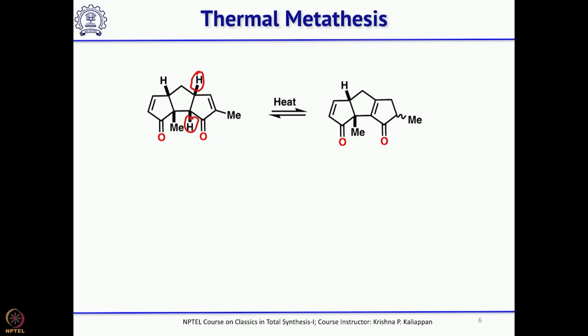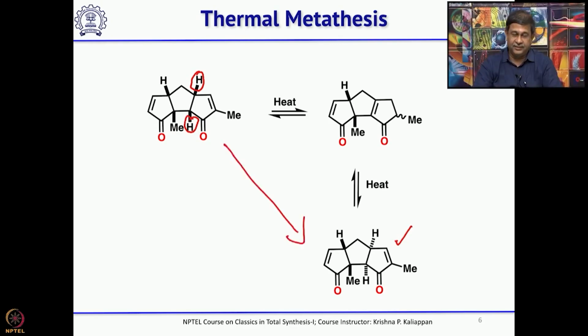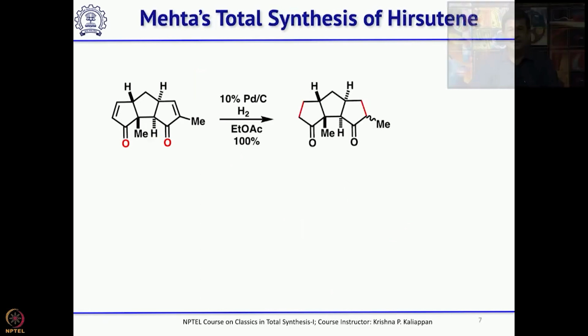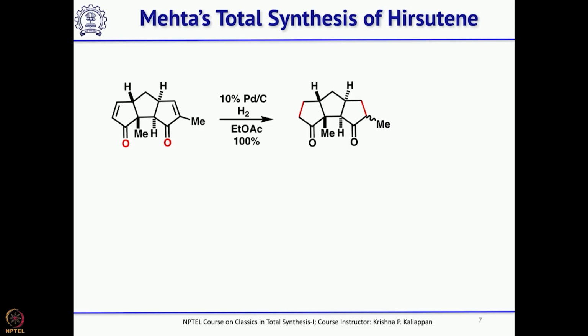When you heat it, the double bond migrates. Okay. And with further heating, it isomerizes to this more stable triquinane, because this is what he wants. So by heating it for a long time, you could convert this into this tricyclic compound. Okay. This tricyclic compound, he took it and then reduced both the double bonds. You have 2 double bonds and both are reduced to get the corresponding diketone.